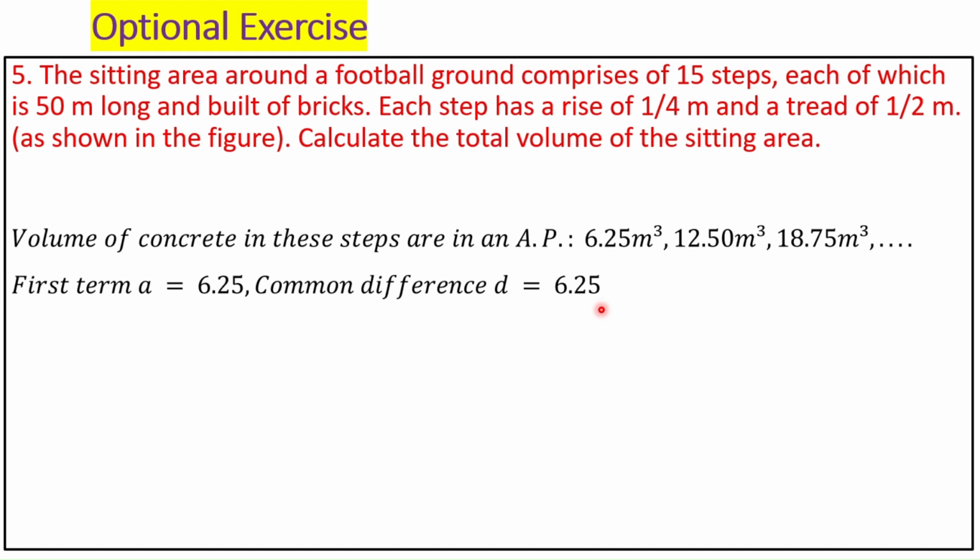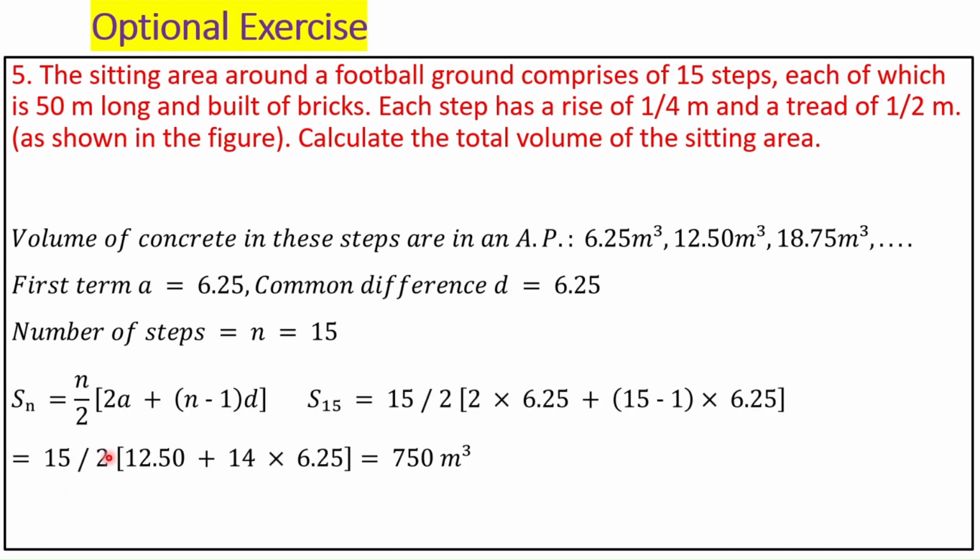Now we need to find out total volume for 15 steps. So n is equal to 15. So Sn equal to S15, which is equal to 15 by 2 into 2 into 6.25 plus 15 minus 1 into 6.25. Okay, so the total you will get is basically around 750 meter cube. This is the volume of the block given there. Next.